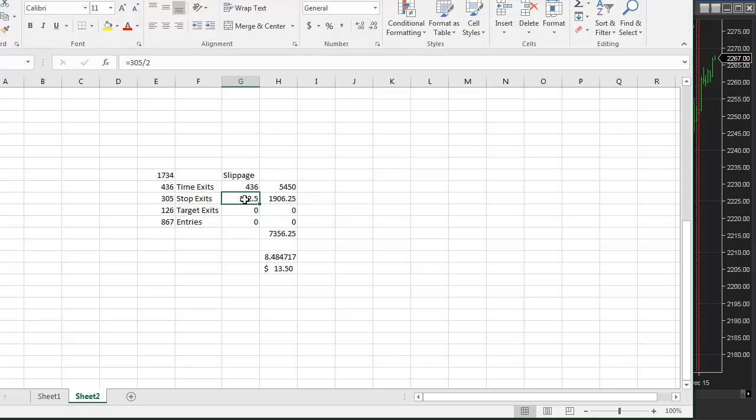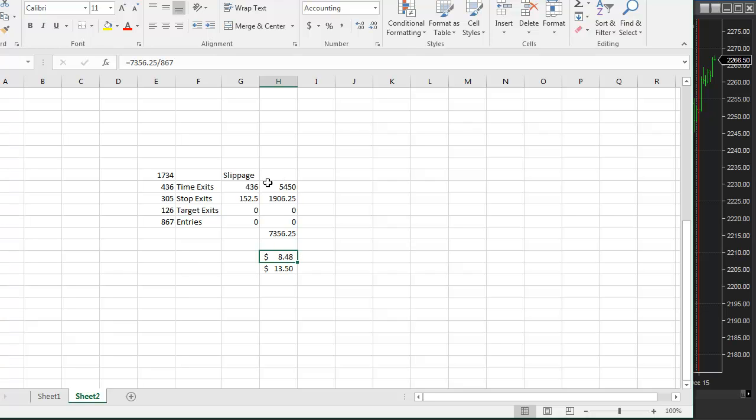So we take 152.5 trades, multiply it times 1250, and that's your total slippage. The target exits, no slippage. The entries, no slippage, because we're waiting for the price to get filled. And so you take these numbers and you total them up. That's $7,356.25 additional slippage. Then you divide that by 867 trades, and you come out with this number as your average slippage per round turn. This is a slippage per round turn.